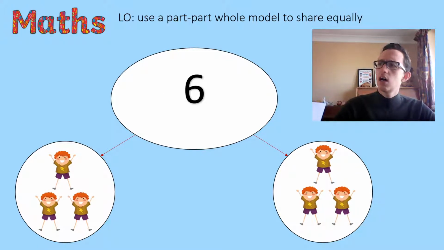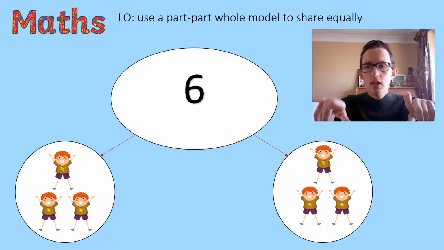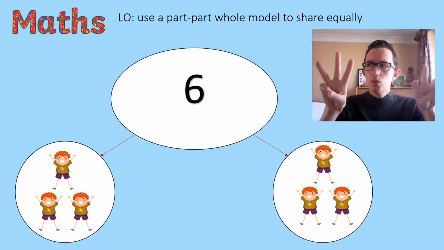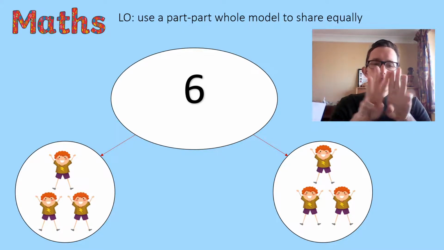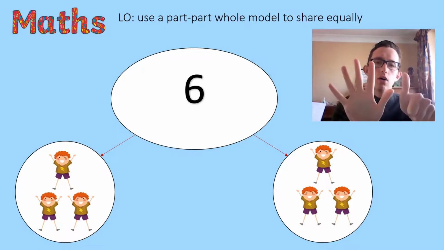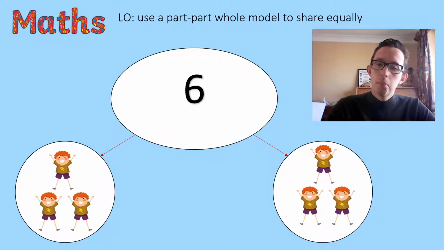So this is just an example of a part-part whole model. I think you saw them yesterday as well. The 6 is the whole number and the 2 parts are the number of children in each of the sides. So in this side we've got 1, 2, 3 boys, and in this side we've got 1, 2, 3, and we put them together. That makes the whole, that is 6. And the pictures there, they are the parts.